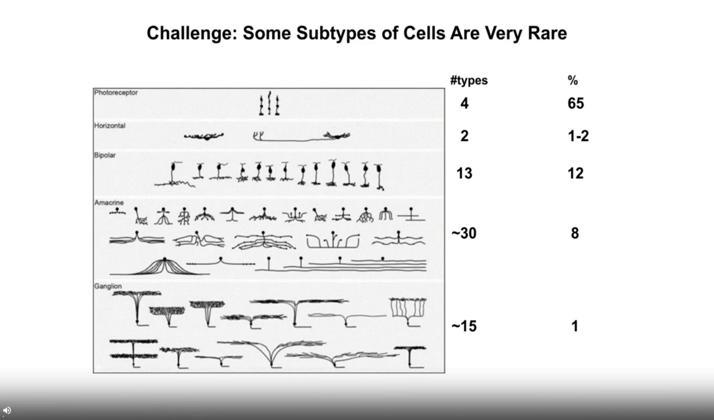Although there are only 5 major neuron types in the retina, the number of cell subtypes based on morphology and physiology is quite complex. It has been estimated that about 60 to 70 different subtypes exist in the human retina. Adding to that complexity, the proportions of different subtypes are quite different. For example, ganglion cells make up about 1% of the cell population, yet there are about 15 different types.